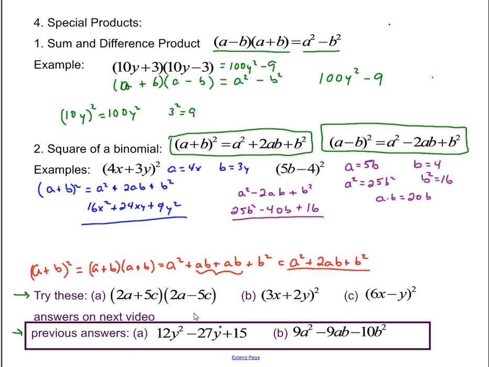A few more examples like this at the bottom. Please take a moment to pause and try your work on this.